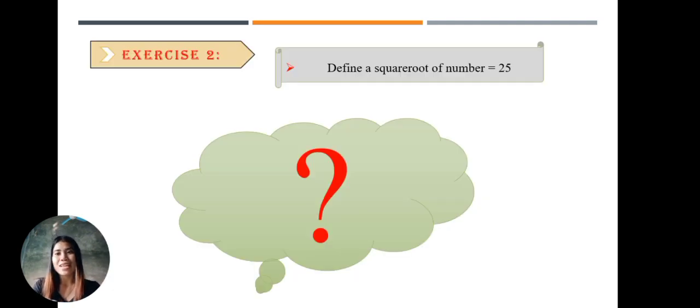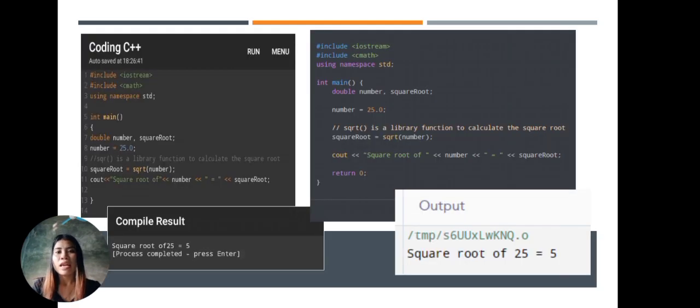So the next exercise is to define a square root of the number 25. In this exercise, what do you think is the difference between both input source codes? Well, it only implies that code will run with or without a return value statement. A procedure is a block of code that is called to perform a task, while a function is a block of code that is called to perform a task and will return one or more values.